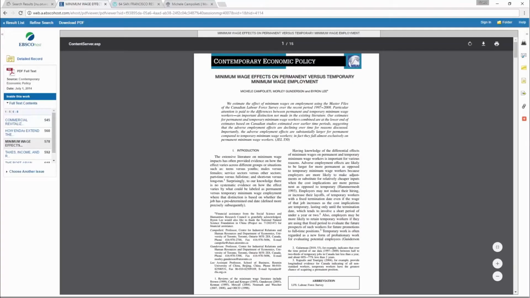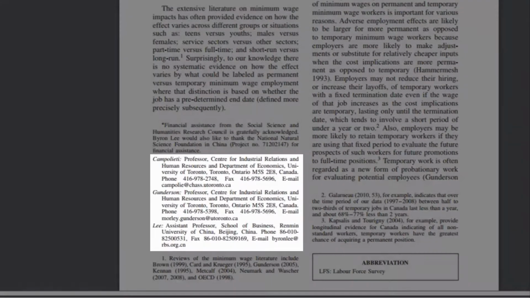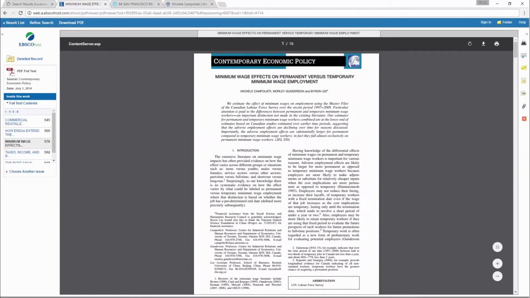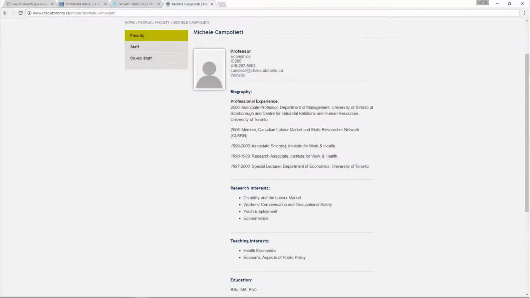In this example, we see the authors listed and their university affiliation. Their credentials and qualifications are not listed. However, this can be discovered from an outside source, such as the university website.